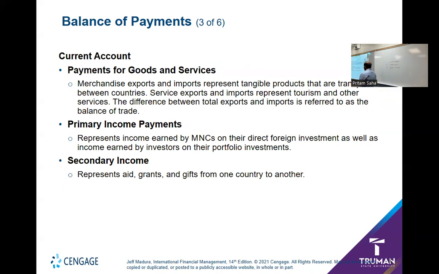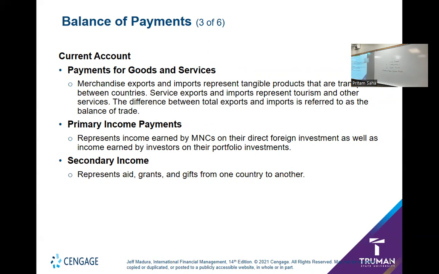Current account has 3 different sections. When we talk about current account, we record transactions if we make a payment or if we receive a payment for goods and services, which we call exports and imports. And the difference between export and import is known as balance of trade. So balance of trade is calculated by deducting import from export.